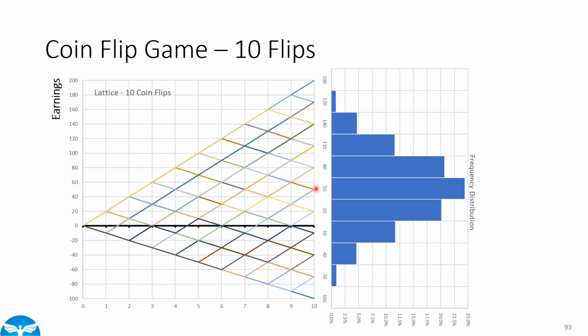$50. All right, but you can make up to $200 if you win all 10 coin flips, but you can also lose $100 if you lose all your coin flips. All right, but there's a very low probability around that. So here you see the histogram showing that probability distribution.